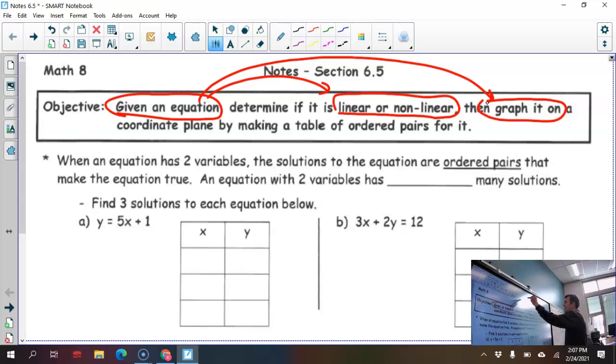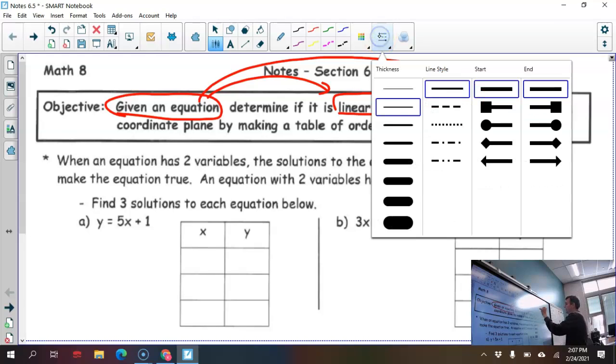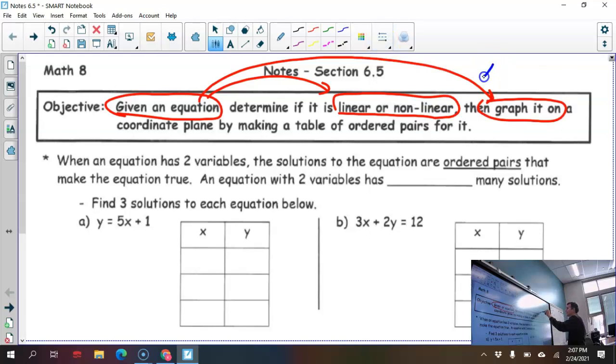You guys have spent a lot of time in this class solving equations. For instance, you have solved the equation x plus 2 equals 9. And I think everybody knows how to solve that. Of course, you get an answer. You get x equals 7, right?